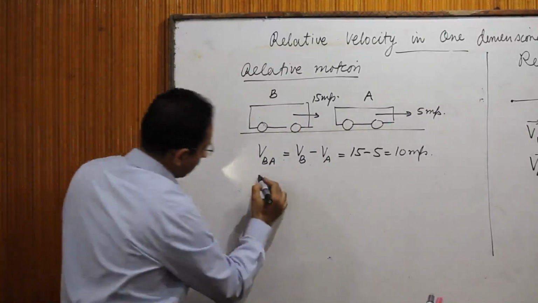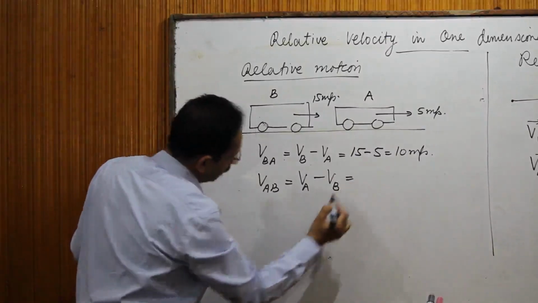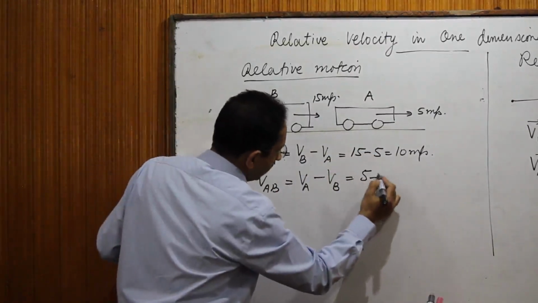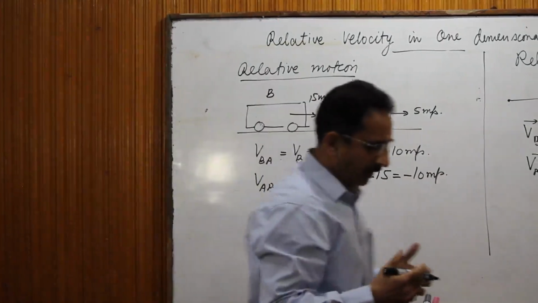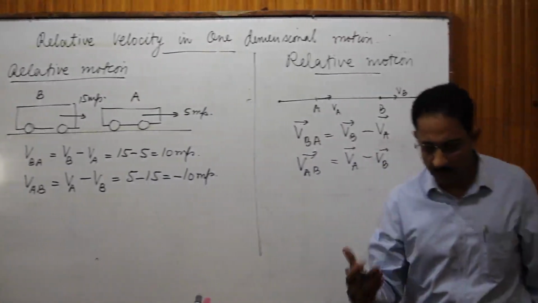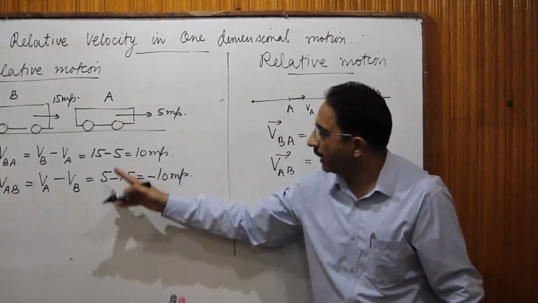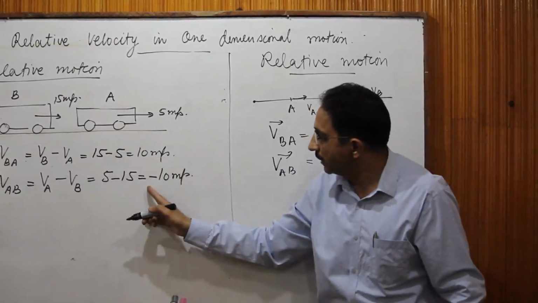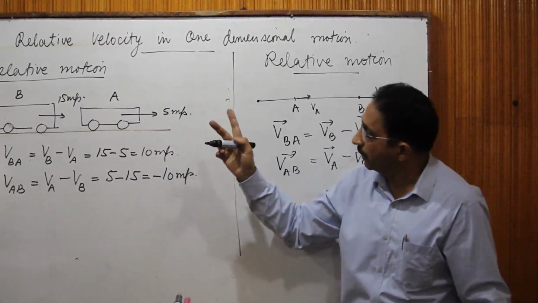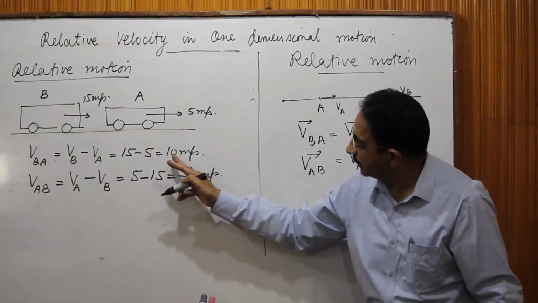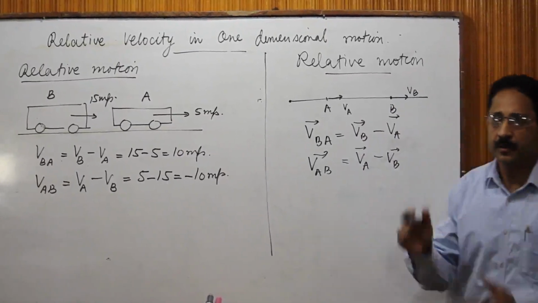The converse of this, अगर हम VAB लें, VAB would be VA minus VB, which is equal to VA is 5 minus 15, that is minus 10 meter per second. तो साइन कन्वेंशन बड़ा सिंपल है. अगर रिजल्ट towards right to call it as positive, अगर result towards left है call it as negative. That means when you look at B from A, there is one velocity. When you look at A from B, there is same velocity, difference of direction. अगर एक forward है, एक backward.